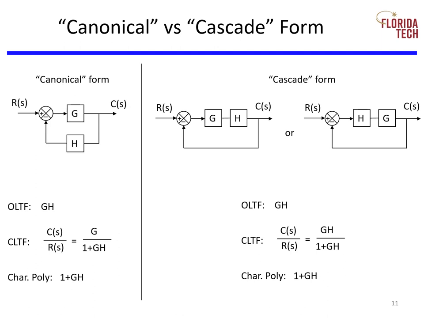Let's now compare canonical to cascade systems. First, the open loop transfer functions are exactly the same, GH. Also, the denominators of the closed loop transfer functions, defined as the characteristic polynomials, are also the same. The only difference is the numerator of the closed loop transfer functions. Cascade has an H multiplying G. We'll see that these two models will have the exact same stability characteristics, and only the outputs will be different.